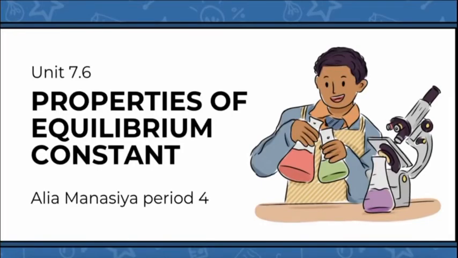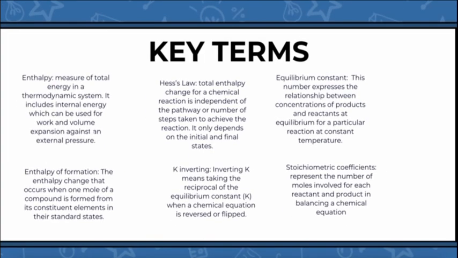This is Unit 7.6, Properties of Equilibrium Constant. These are the key terms you need to know for this unit, including enthalpy, Hess's law, equilibrium constant, enthalpy of formation, K-inverting, and stoichiometric coefficients.